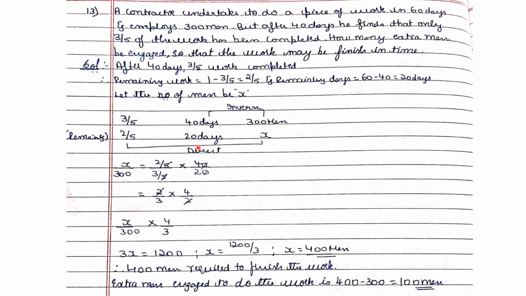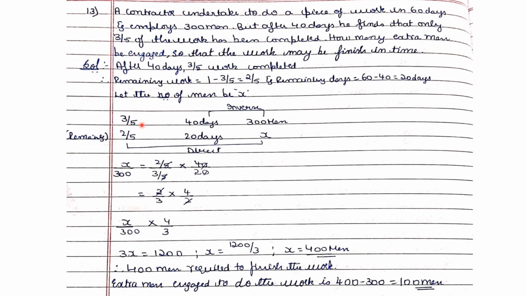As you have taken x divided by 300, this can be taken as 2/5 divided by 3/5. Why? Because this is also direct. This is the only portion which is inverse. So here you have 40 and 20, and you can directly take 40 by 20. Or else you can write this as 300 divided by x is equal to 3/5 divided by 2/5 into 20 divided by 40. You can write it even in this way, you will get the same answer.